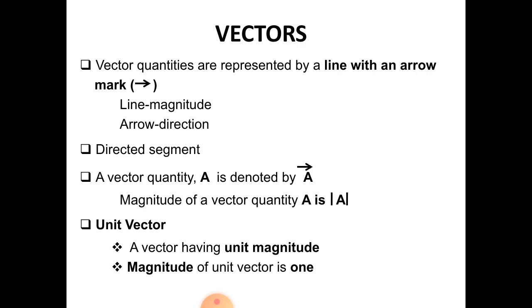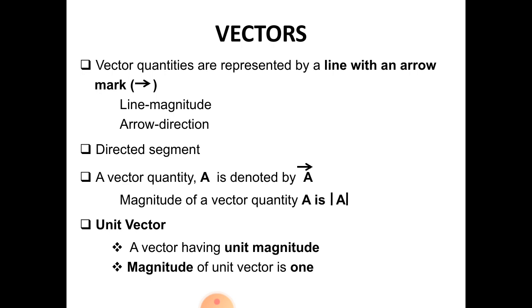Vectors. Vector quantities are represented by a line with an arrow mark. The length of the line represents the magnitude and the arrow shows the direction. That means a vector is a directed segment. To represent a vector quantity A, we use letters of bold type. The magnitude of a vector quantity is denoted by mod A, modulus A.